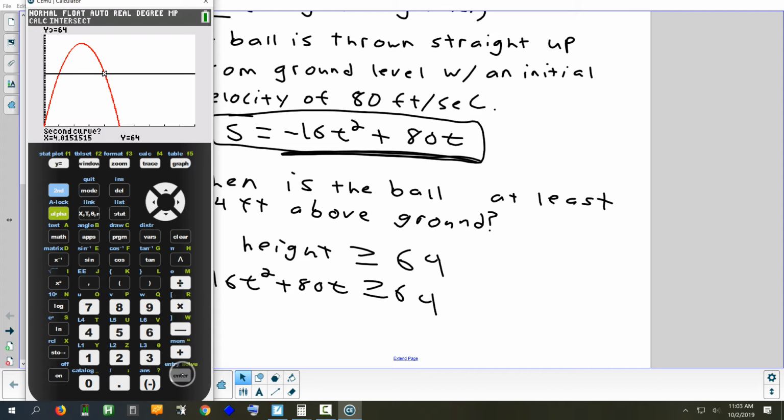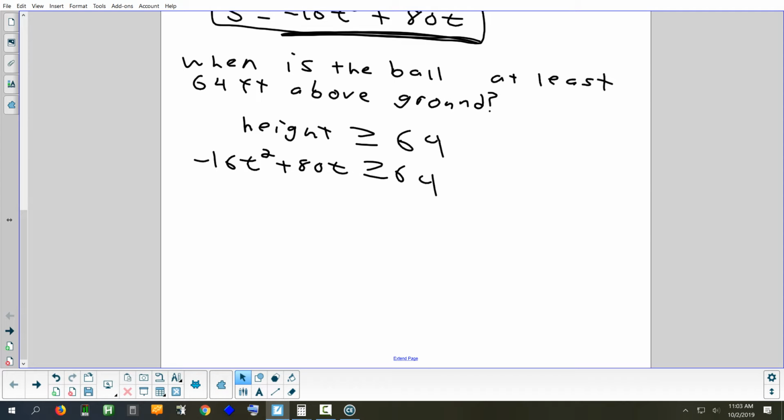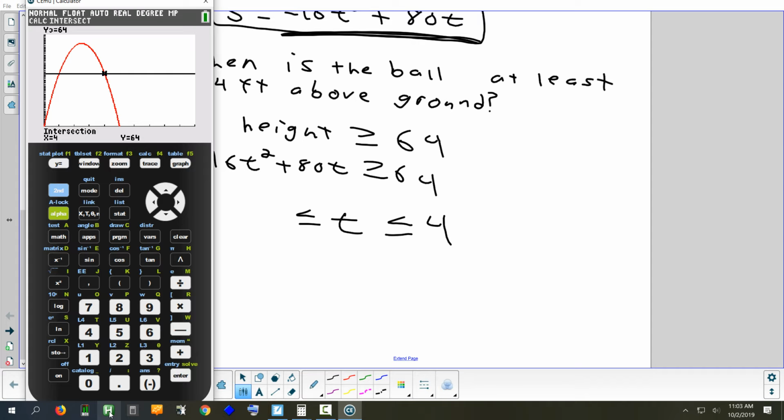Okay, I'll do the one on the right. If someone else can do the one on the left, that'll help us out. So on the way back down, after 4 seconds, the ball is back below 64 feet. So the time has to be less than 4 seconds, but more than how many seconds?